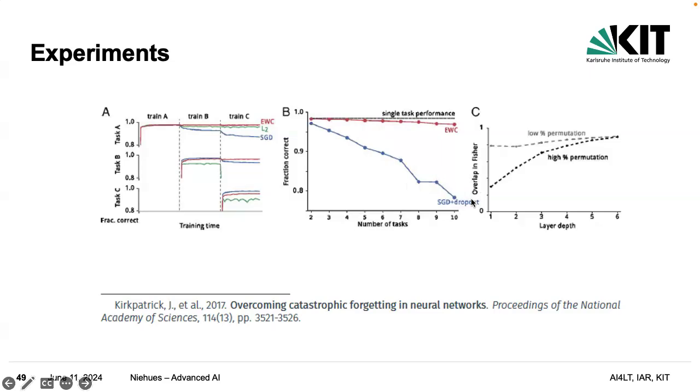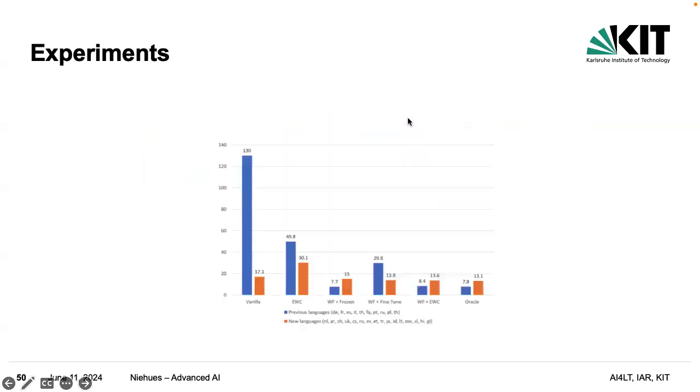Here it's for more tasks. You see, the more tasks you have, the faster your performance drops, and here you're still staying quite high. Also, we had these numbers already last week, where we talked about catastrophic forgetting. So if you just train your model on the new task, you really forget the performance on the old tasks.